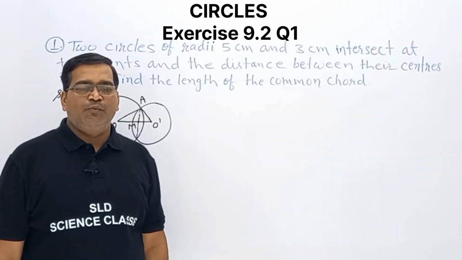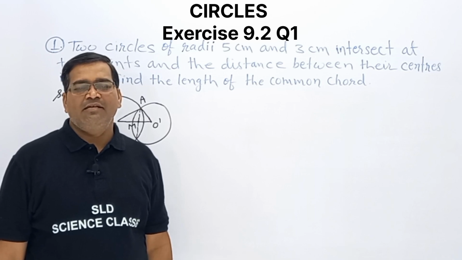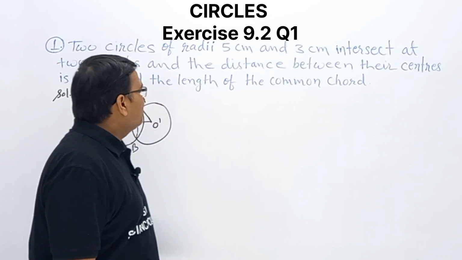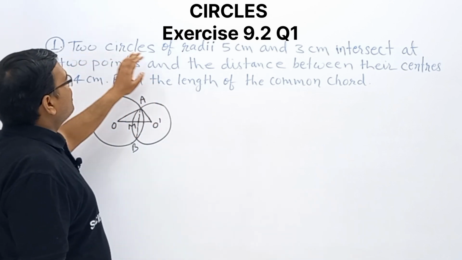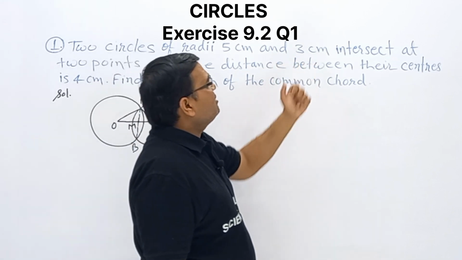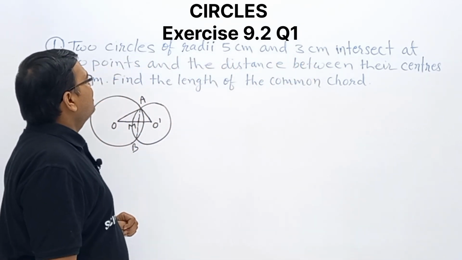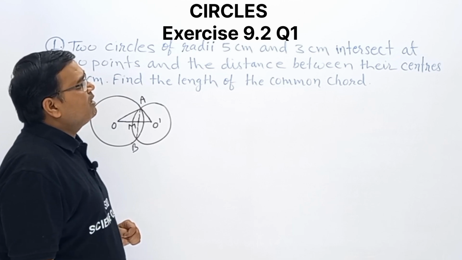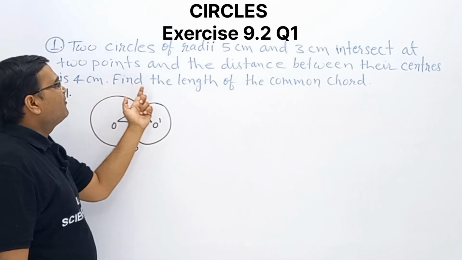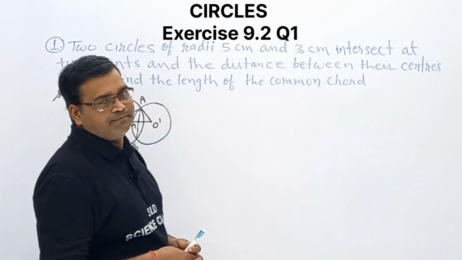In this class, we are going to discuss question number 1, exercise 9.2, Circle. Observe this question. Two circles of radii 5 centimeter and 3 centimeter intersect at 2 points and the distance between their centers is 4 centimeter. Find the length of the common chord.